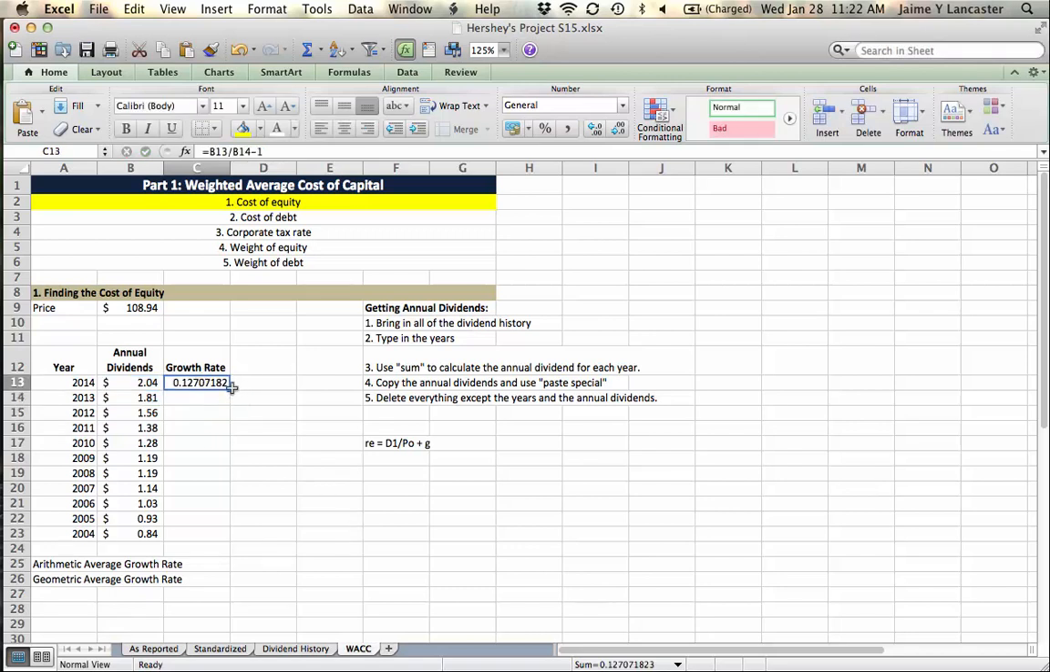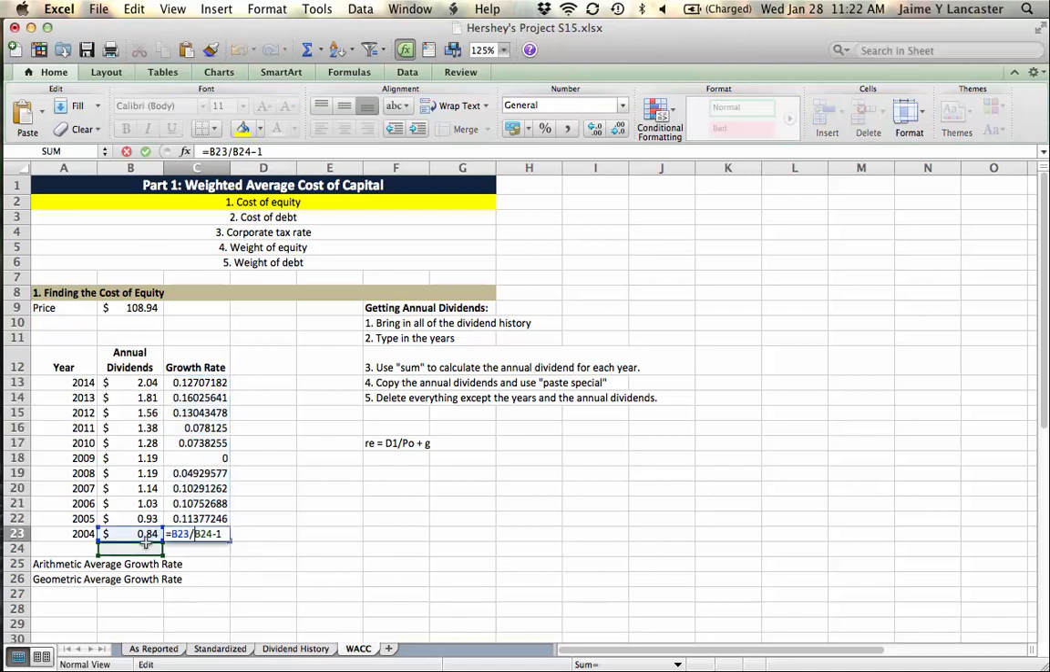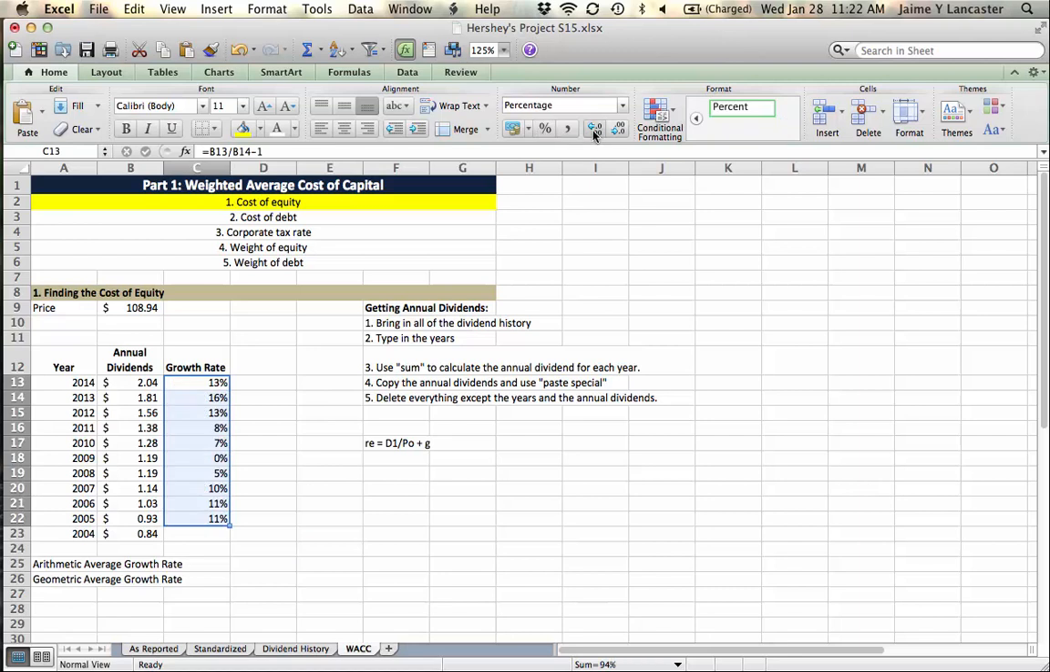Put your cursor over the handle. The cursor will change from a white X to a black X, and you double click. It fills in. Down here, the last one will say divided by 0, and that's because we don't have a 2003 dividend, so we can't actually see the growth rate. So we're going to clear this cell out. What this is telling us, these are percentages, right? This is the percentage that the dividends have grown each year.